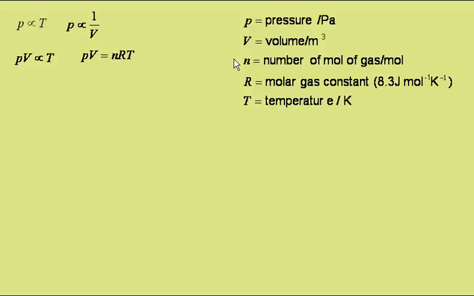Let's define the terms. P is the pressure in pascals, V the volume in cubic meters, N is the number of moles of gas in moles. R is what is called the molar gas constant and has a value of 8.3 joules per mole per Kelvin. And T is the temperature, which must be taken in Kelvin. This is known as the ideal gas equation.